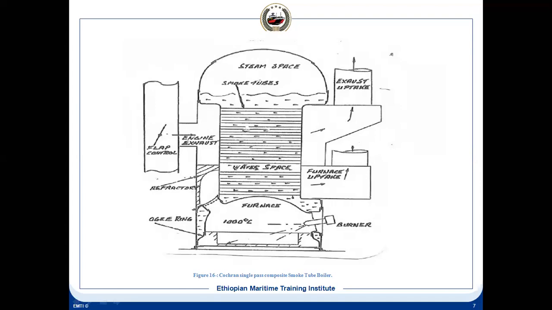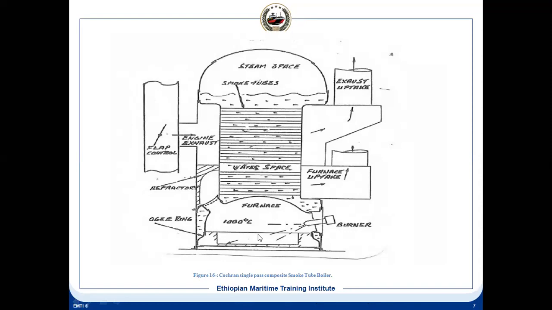Next, we come to the smoke tube boiler. Now, basically, the smoke tube boiler is like a drum. The entire drum is filled up with water, and the drum is pierced with tubes through which the flue gas, either from the burner at the furnace or the exhaust gas from the main engine, passes. The flue gas from the main engine exhaust passes through those smoke tubes.